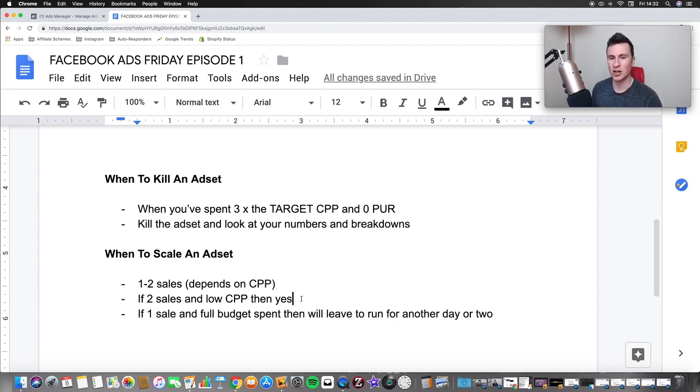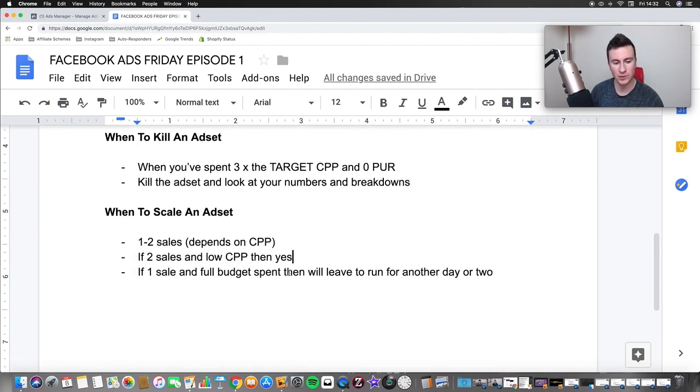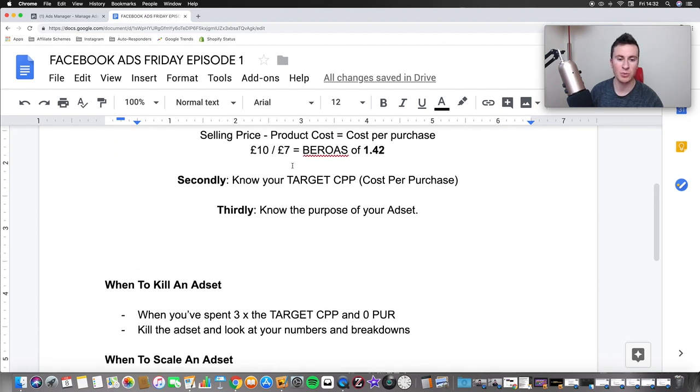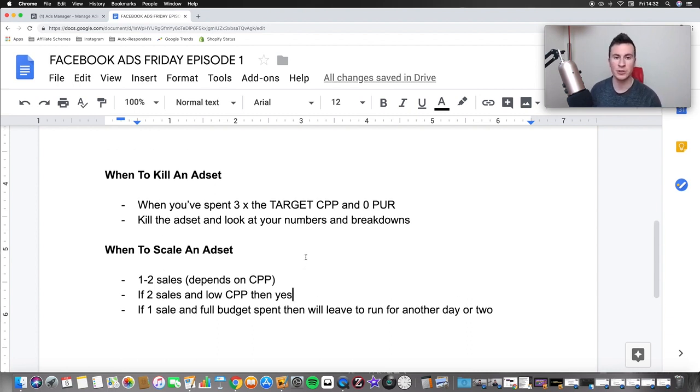If I spend 3 times the target cost per purchase, so if I spend £21 basing it on this example, and I get 2 purchases, then that is obviously a £10 cost per purchase, which is still more expensive than the £7 we can afford. So technically I'm making a loss, but the reason I will choose to actually scale this ad set and put more budget into it is because I'm spending so little at this point. There's not going to be a lot of data going through that ad set. So the more data I put into it, Facebook will optimize it better, spend it more efficiently, and I've got a better chance of actually proving it has potential and making more sales, if that makes sense.